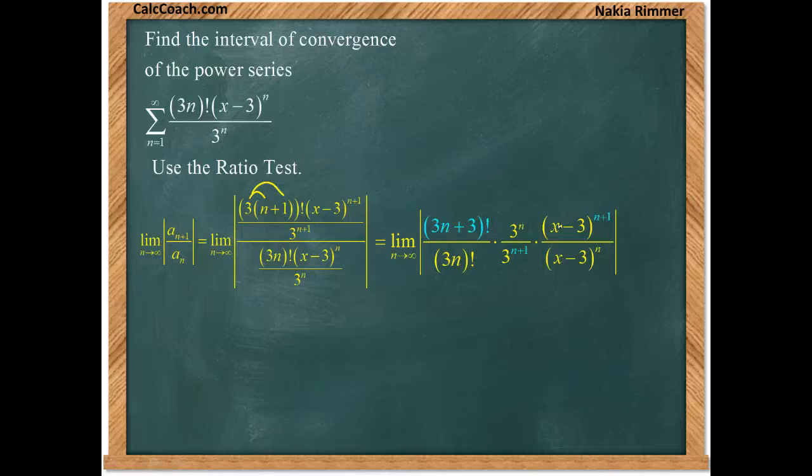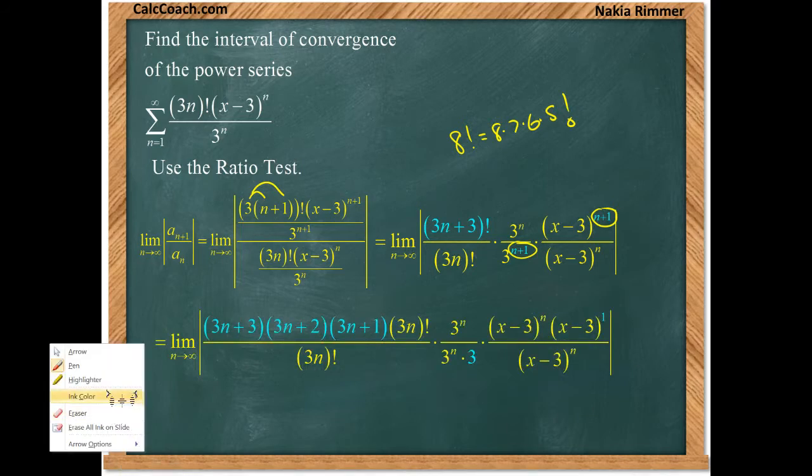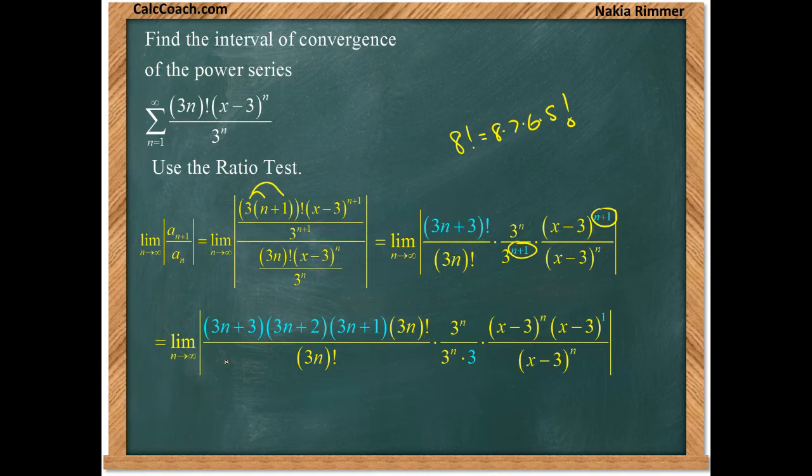And then we need to algebraically manipulate this by taking the exponents and decomposing them. And then with the factorial, it's like having 8 factorial as 8, 7, 6, and then all the rest of it written as 5 factorial. We have to take off 3 terms. We have to take off a 3n + 3, a 3n + 2, and a 3n + 1 before we're left with (3n)!. 3^(n+1) becomes 3^n times 3. (x − 3)^(n+1) becomes (x − 3)^n times (x − 3)^1, so that we can cancel.